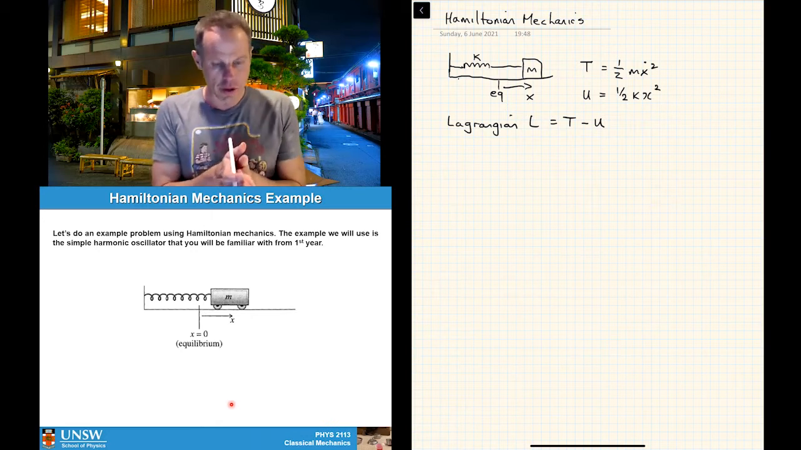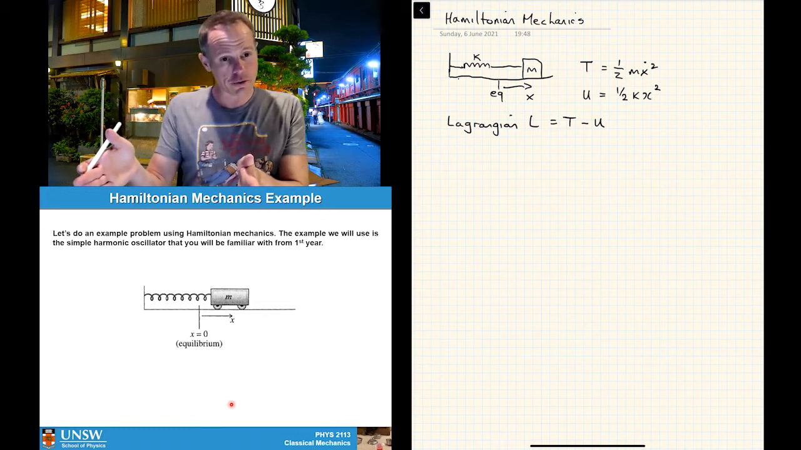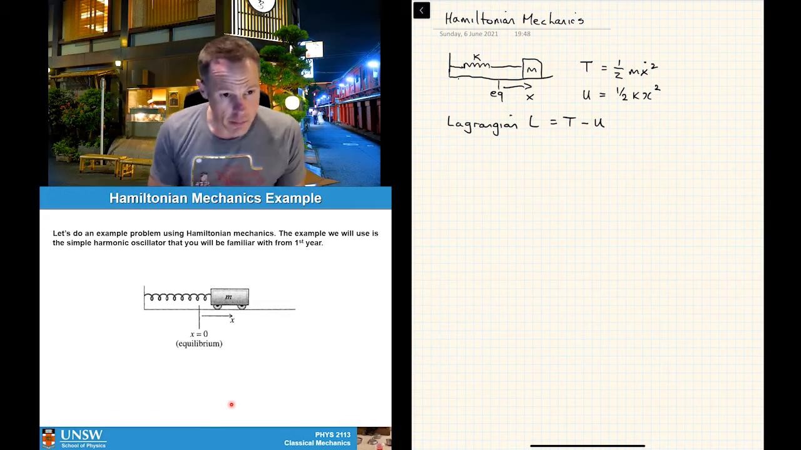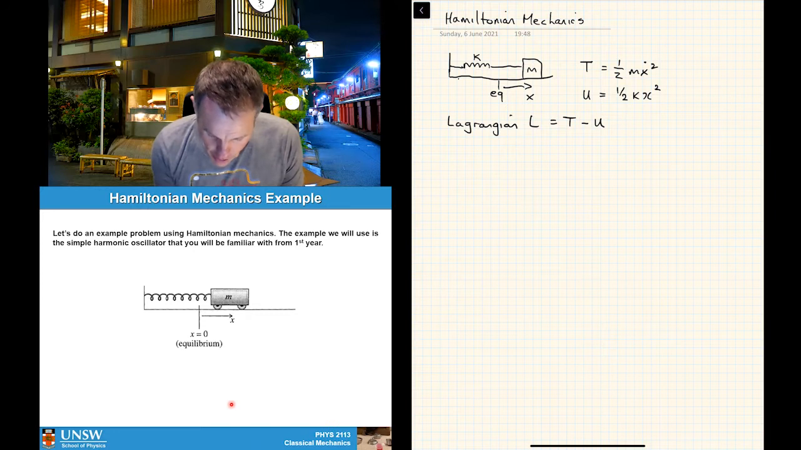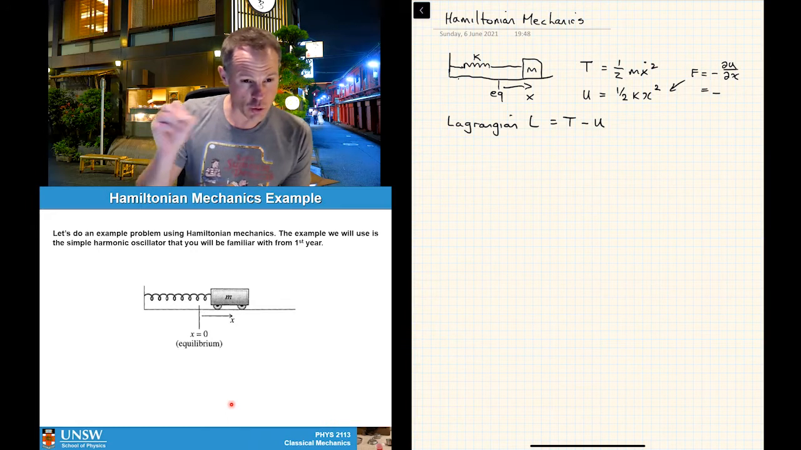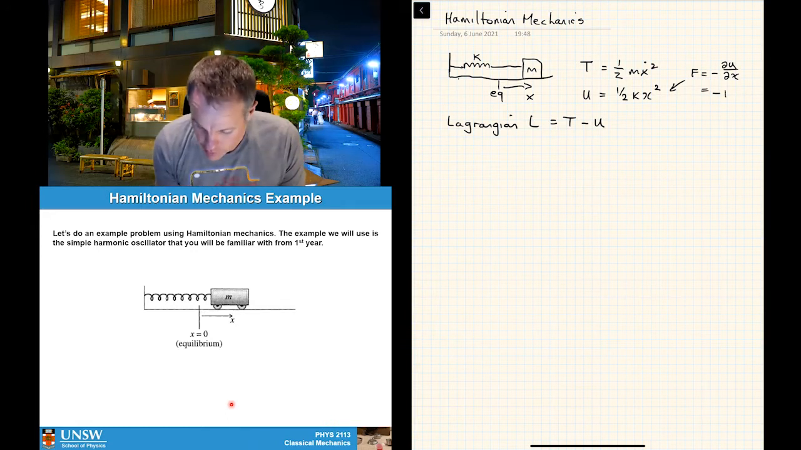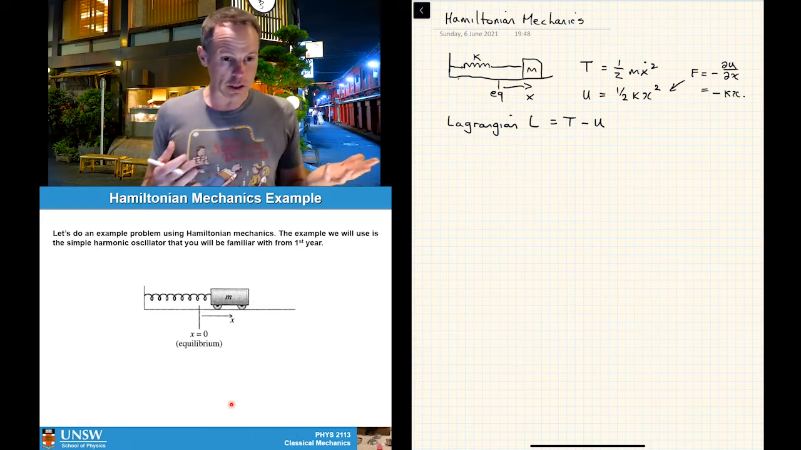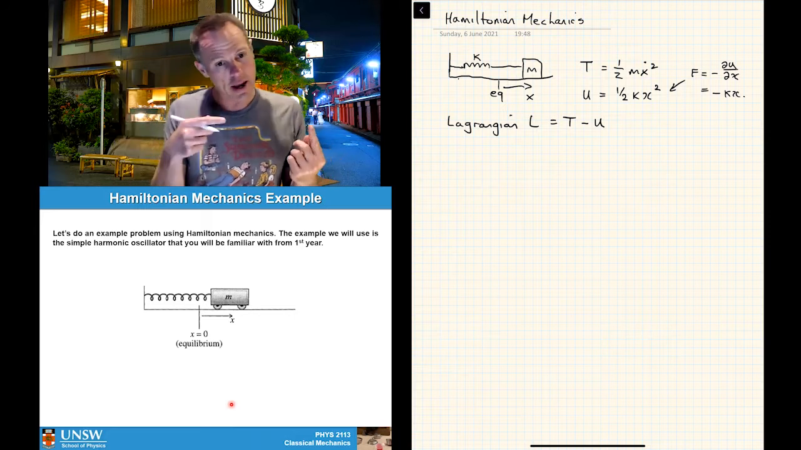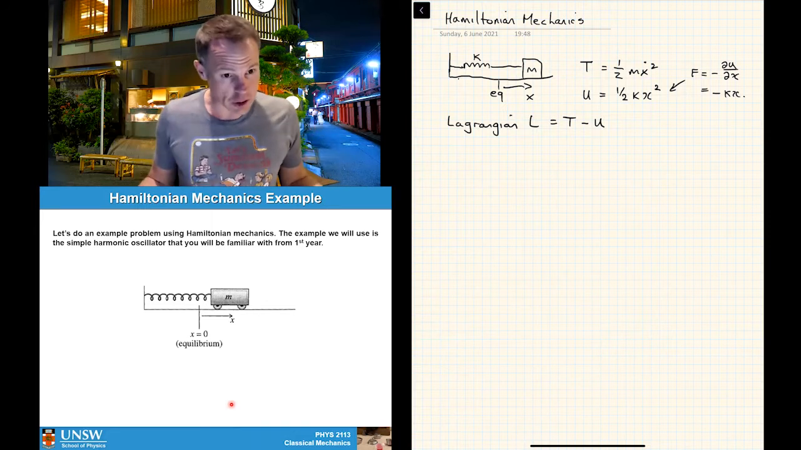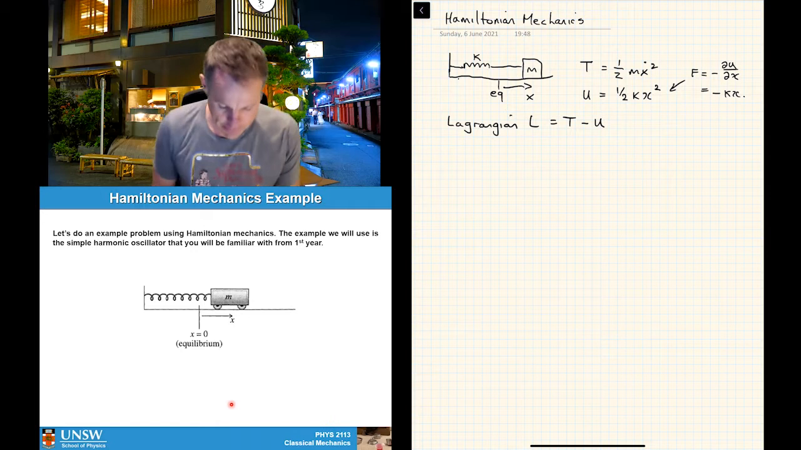You should all be familiar with the potential energy for a spring from first year, but just to connect it back to the force, the force is equal to minus dU on dx in this case. So this will be minus, the 2 will drop down and cancel out the half, so we'll have minus kx. And so our force is just a restoring force, minus kx, pointing back towards the equilibrium position. Okay, so the potential energy makes sense.